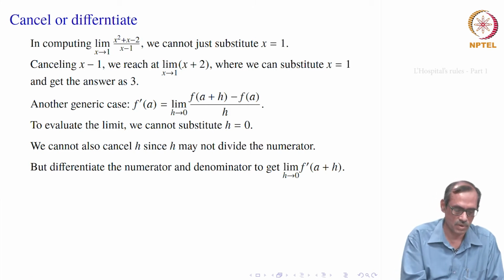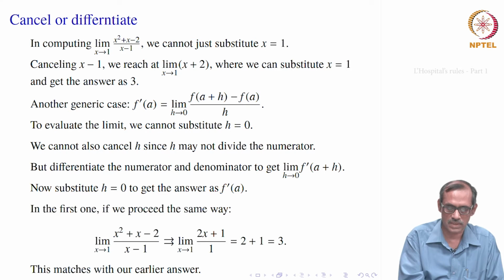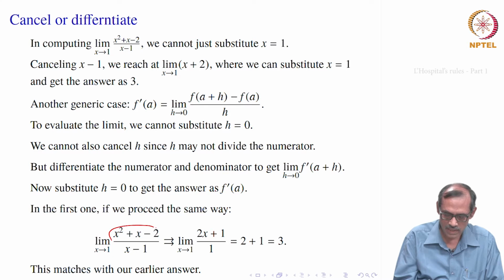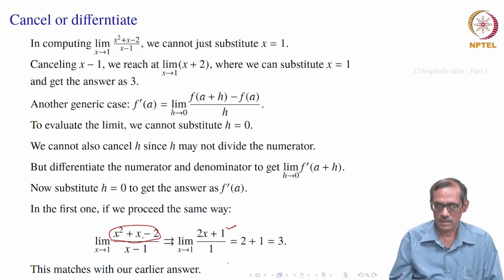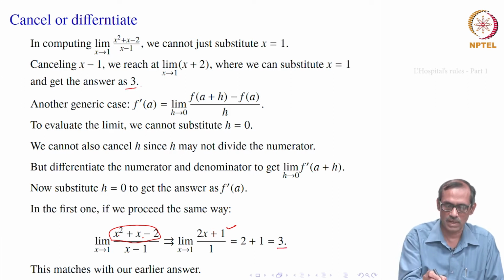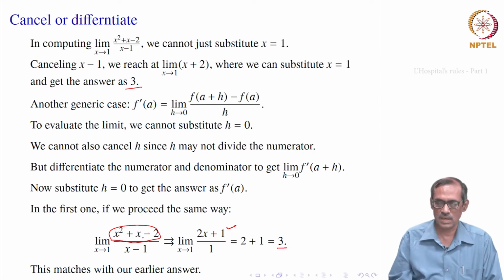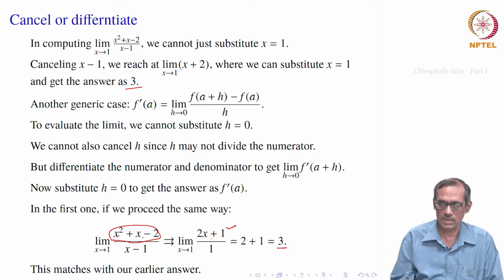Similarly, in the previous case also, x square plus x minus 2 divided by x minus 1, if you differentiate the numerator, that gives 2x plus 1, and the denominator x minus 1 becomes 1 after differentiation. So, it is 2x plus 1 by 1, which when you take the limit as x goes to 1 gives you 3 again, that matches with the earlier answer. So, in both the cases we see that if it is in the 0 by 0 form, you differentiate the numerator, differentiate the denominator, then take the limit, and the answer turns out to be the same.